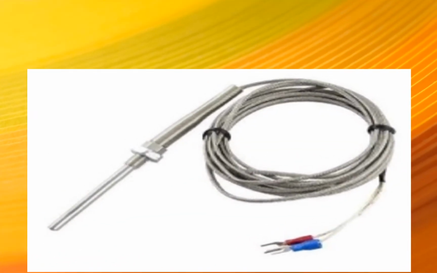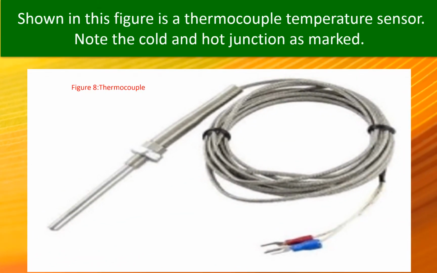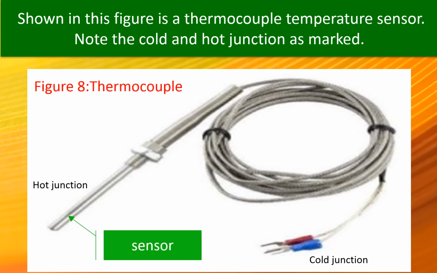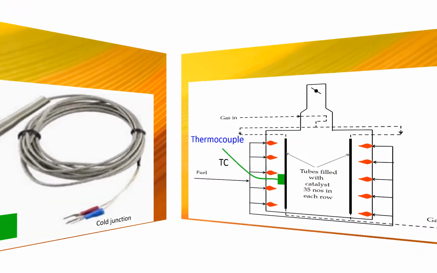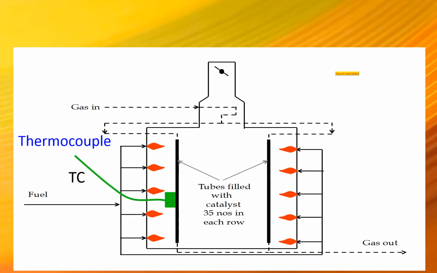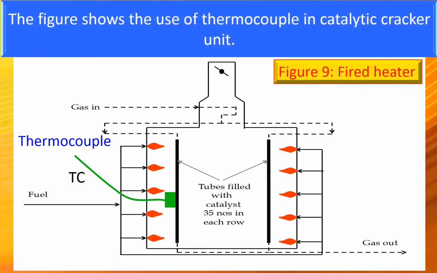Shown in this figure is a thermocouple temperature sensor. Note the cold and hot junctions as marked. This figure shows the use of a thermocouple in a catalytic cracker unit.